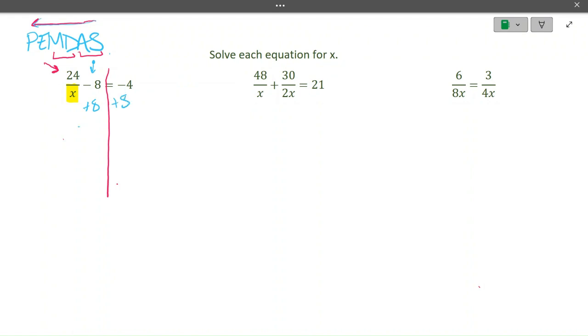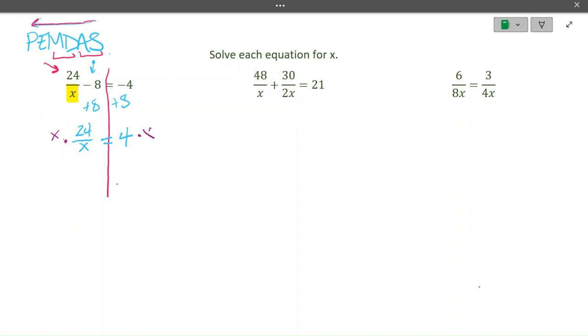All right, when I do that, I'm left with 24 divided by x on the left side and negative 4 plus 8, which is 4 on the right side. All right, now I'm looking for multiplication and division that will help me get x by itself. I'm noticing that x is what is being divided. The opposite of division is multiplication, so I'm going to multiply both sides by x.